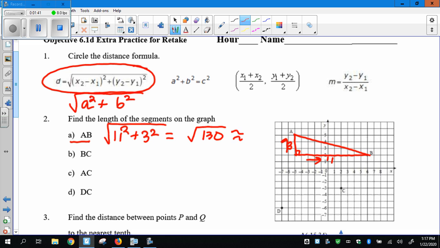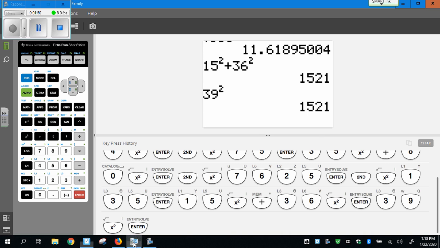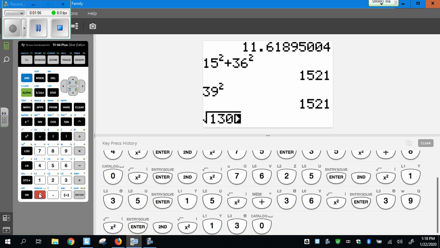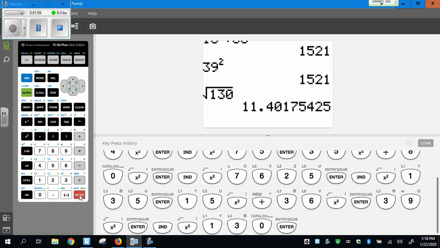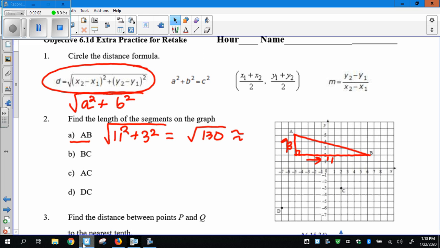And then I can go on my calculator and approximate the square root of 130, which should be a little bit more than 11. So the square root of 130 is about 11.4. So it's about 11.4. Now, the other way we can do that is we could get the coordinates of point A, which looks like it's at negative 5, 5. And point B is at 6, 2.